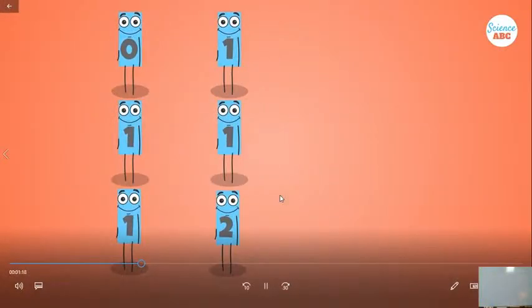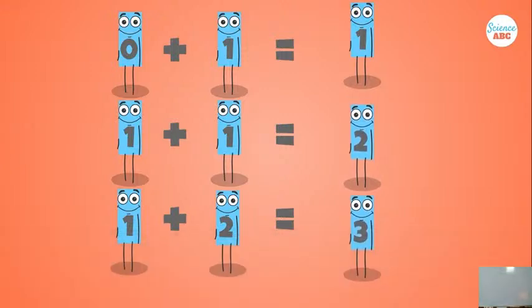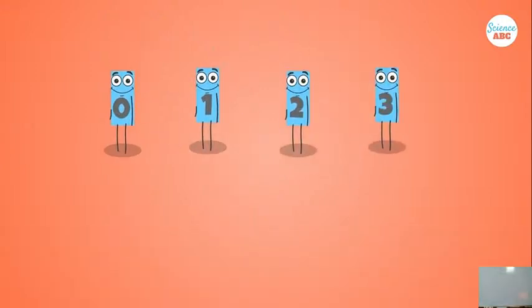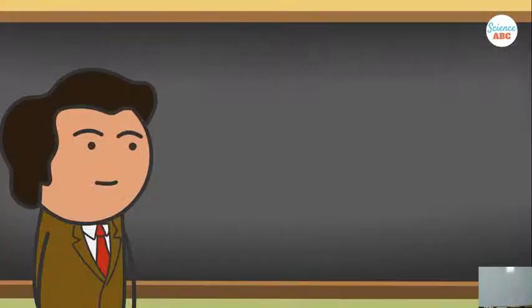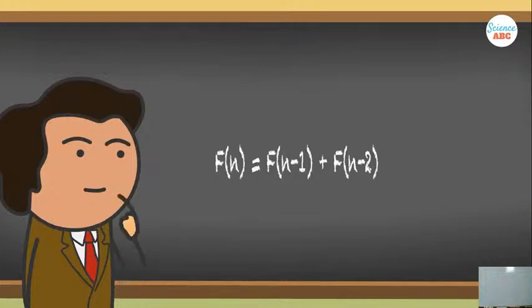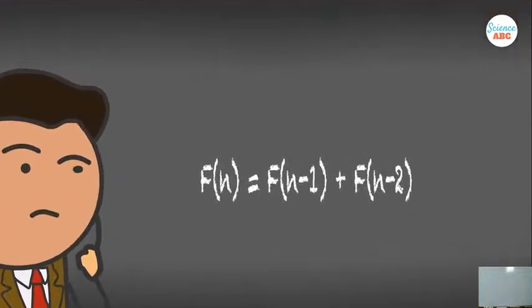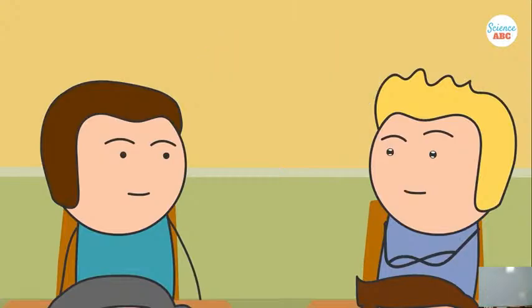As you can see, every number in this series or sequence is obtained by adding the two preceding numbers. Individual numbers in this sequence are often referred to as Fibonacci numbers. Mathematically, the Fibonacci sequence is represented by this formula, where n is greater than 1. You can use this expression to find any nth digit in the sequence.